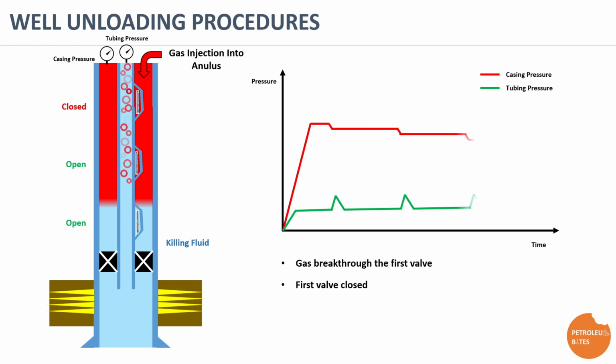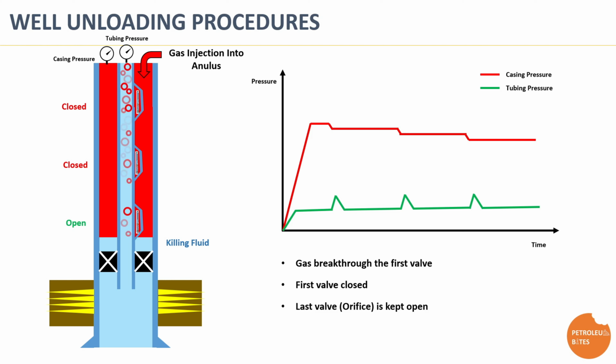This step-by-step unloading continues until the gas reaches the deepest valve, known as the orifice valve. The orifice valve remains open as the final and deepest gas injection point, reducing the weight of the fluid column and creating sufficient drawdown to allow the reservoir to flow and sustain production.